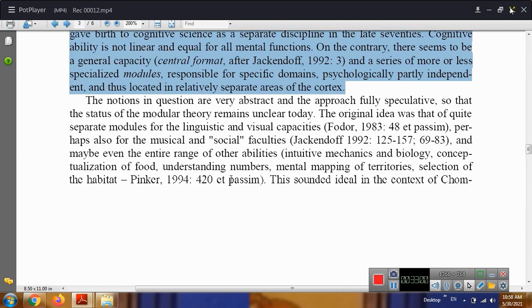The notions in question are very abstract and the approach fully speculative, so that the status of the modular theory remains unclear today. The original idea was that of quite separate modules for the linguistic and visual capacity, perhaps also for the musical and social faculties, and maybe even the entire range of other abilities, which you can see here. This sounded ideal in the context of Chomsky.